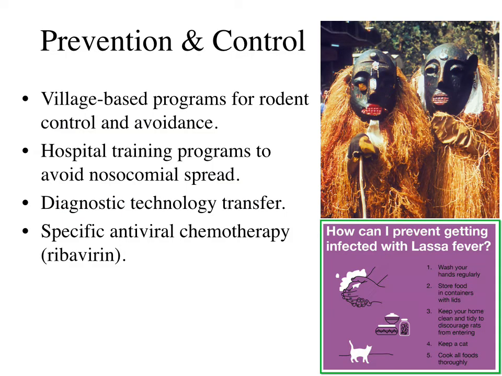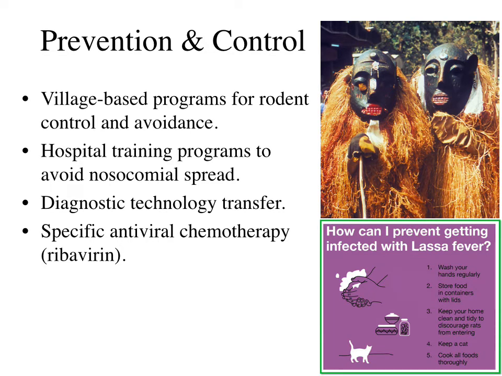Now, prevention and control. The best mechanism that they found is village-based programs for rodent control and avoidance. Now, if you look at the slide, you see up at the top right, there are 2 people that sort of look like witch doctors or whatever, and they're not witch doctors. The people know exactly how this virus is transmitted, but keep in mind that most of this population is illiterate. So you can make all the brochures that you want. The people won't be able to read them.